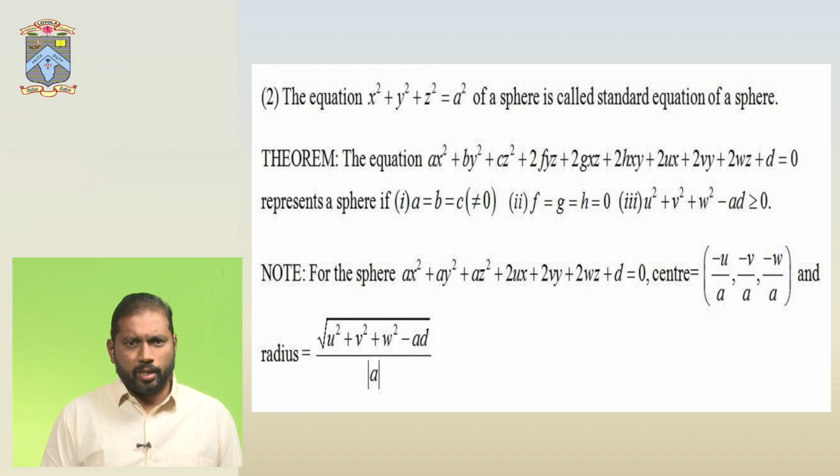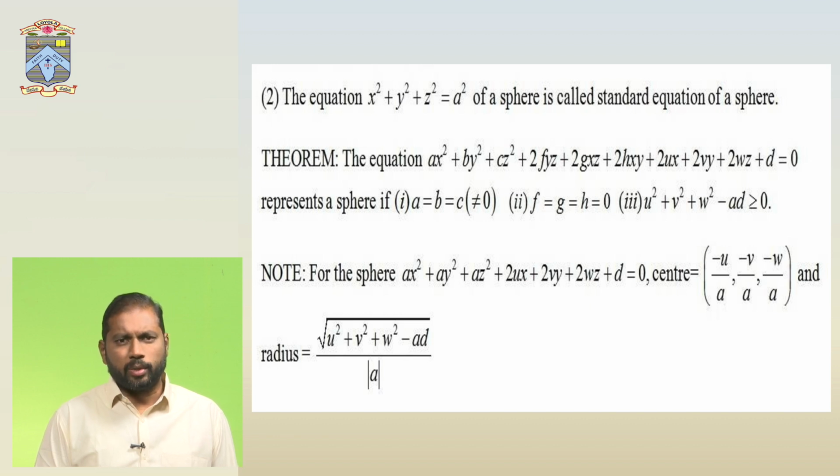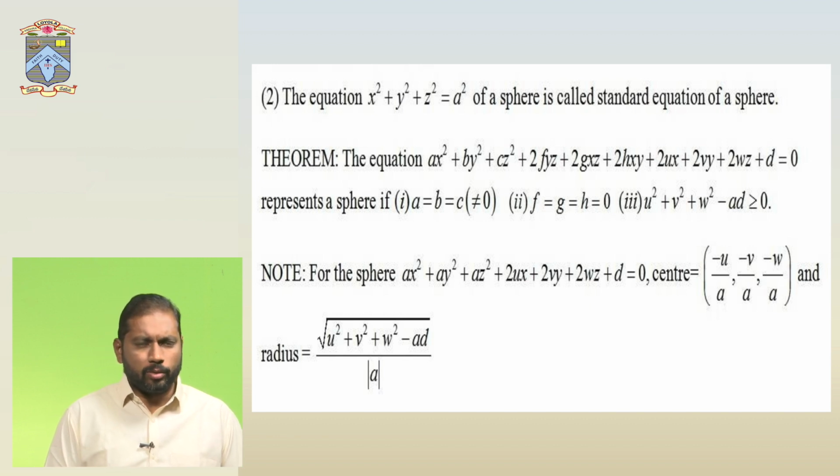From the sphere ax² + ay² + az² + 2ux + 2vy + 2wz + d = 0, the center is (-u/a, -v/a, -w/a), and the radius of the sphere is √(u² + v² + w² - ad) / |a|.